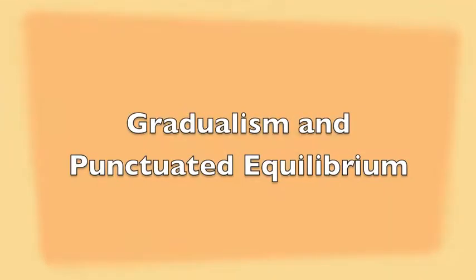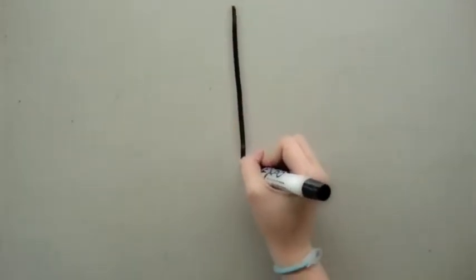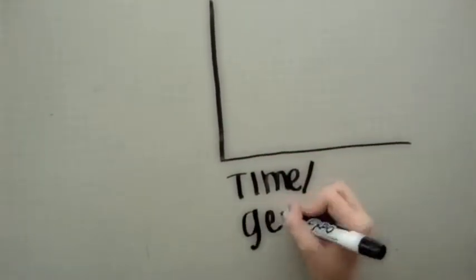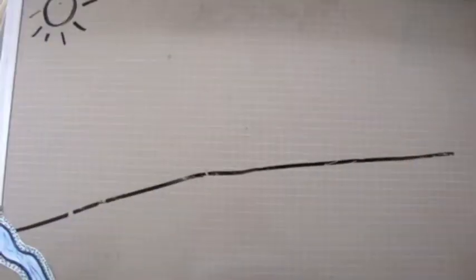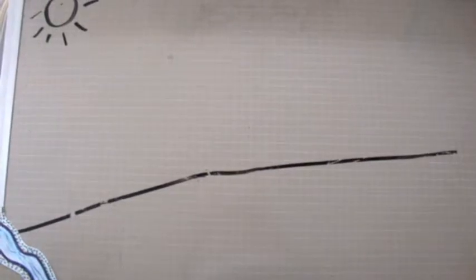There are two measurements of evolution. One is gradualism and the other punctuated equilibrium. Gradualism happens at a slow and steady rate. As shown in the graph, organisms are constantly evolving. An example can be demonstrated with giraffes.